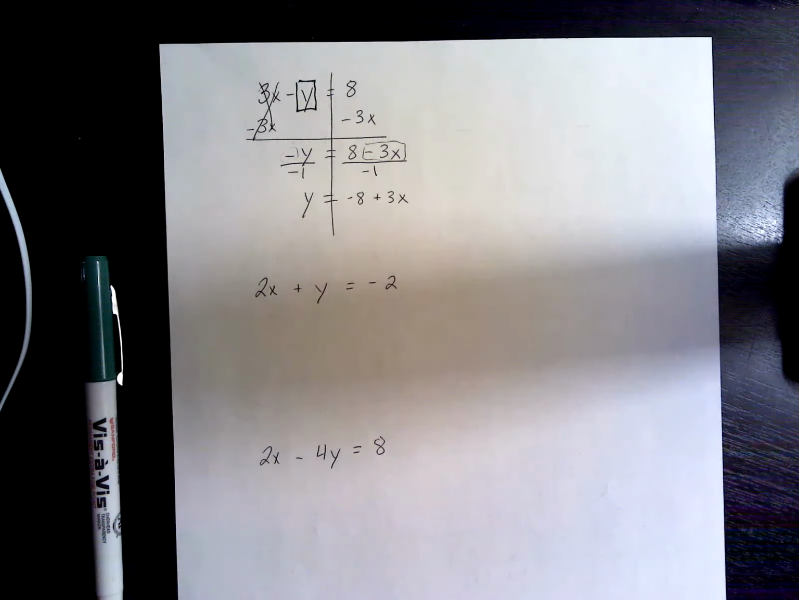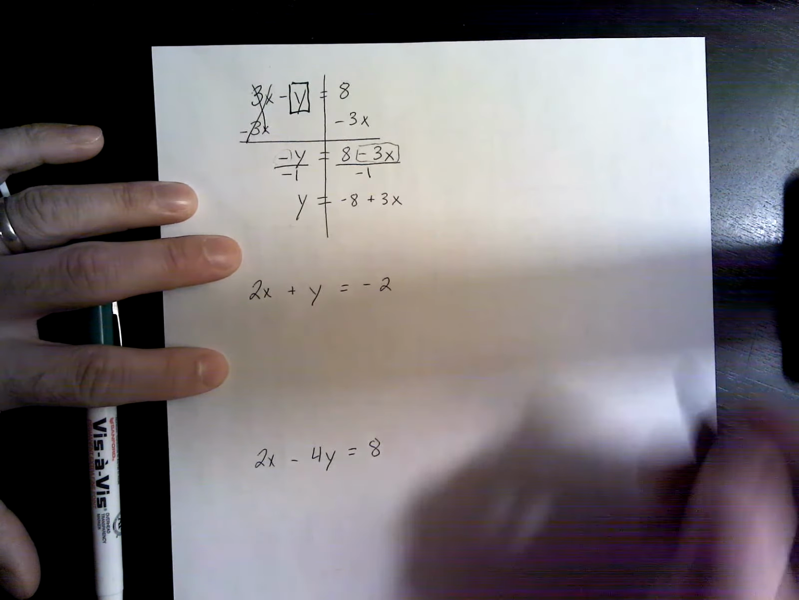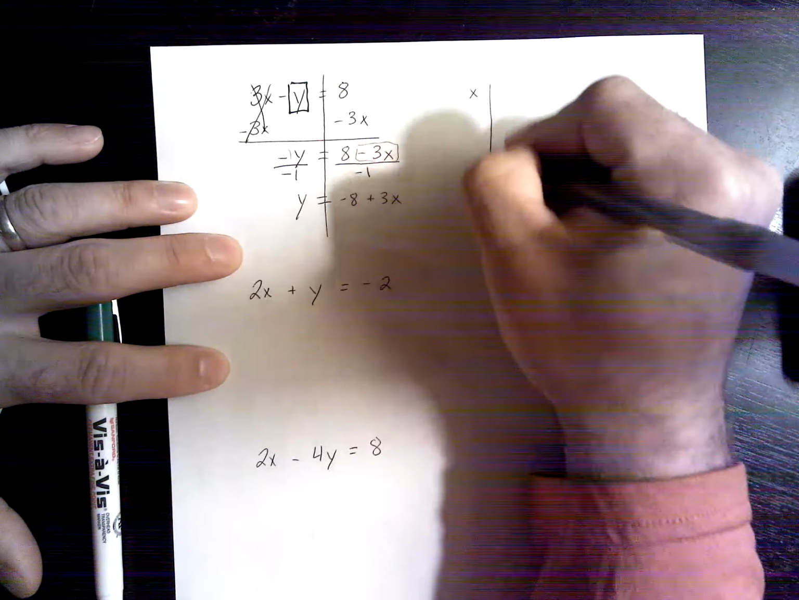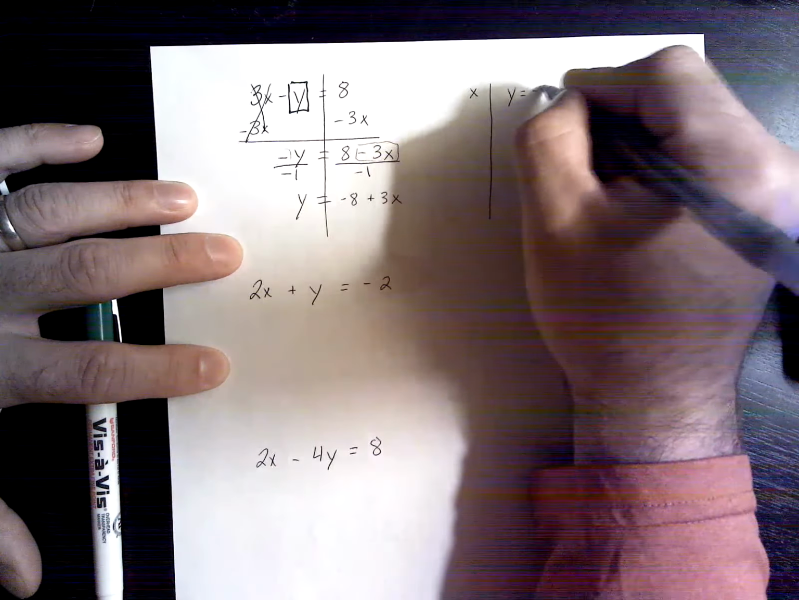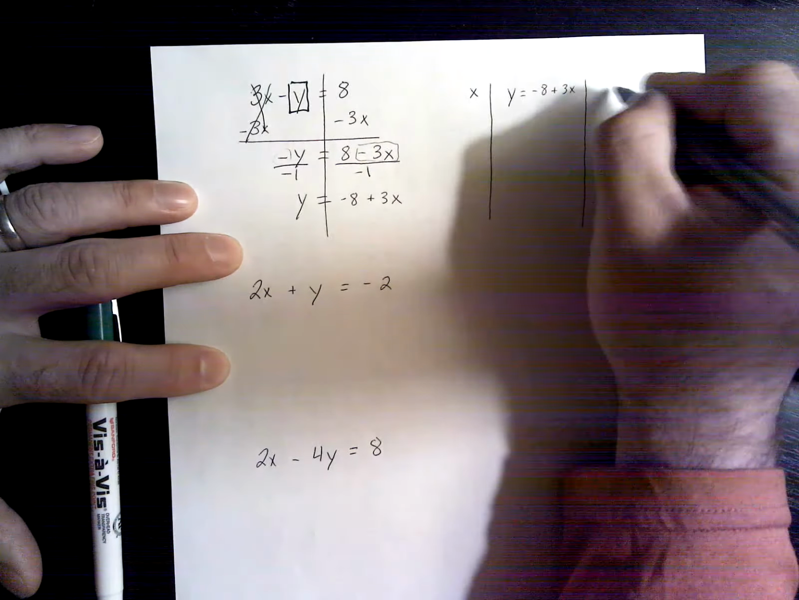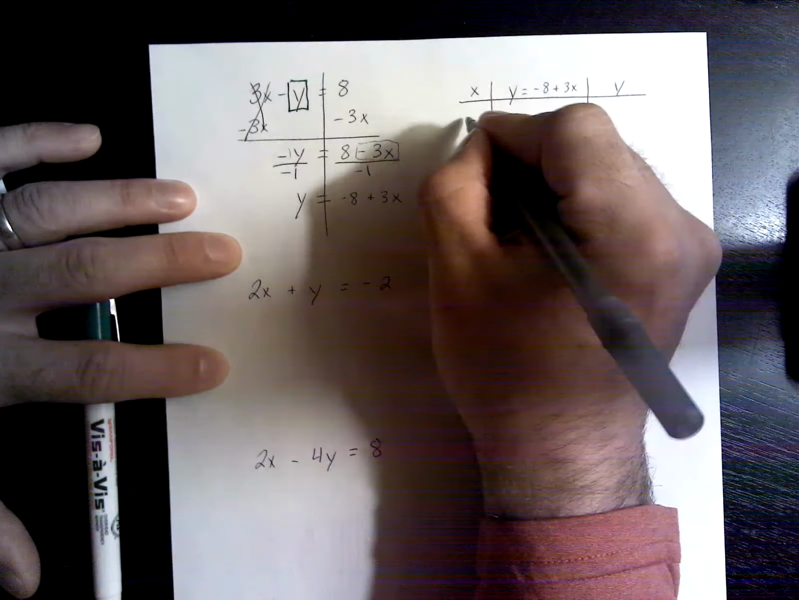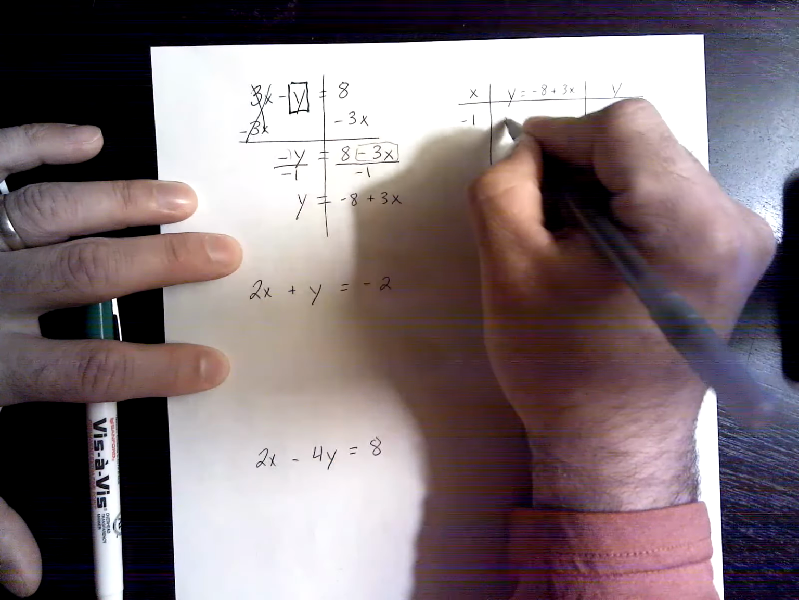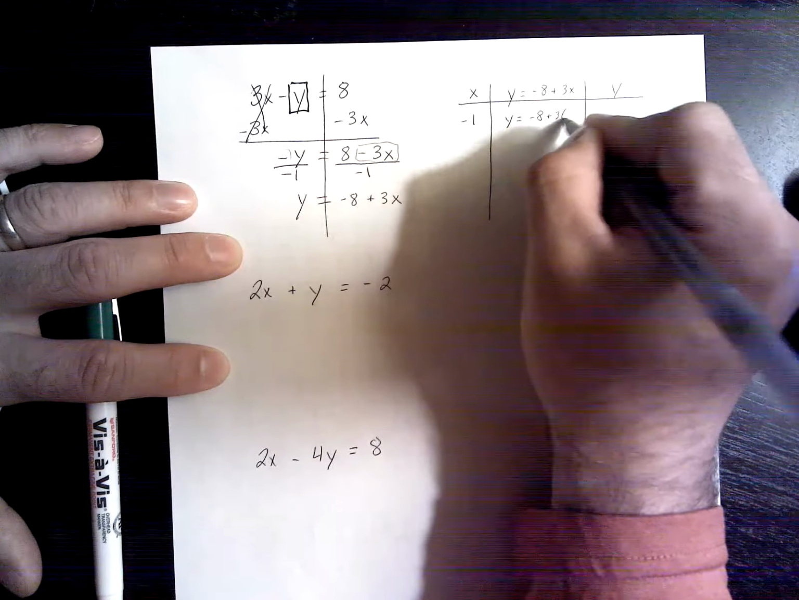Now that's the equation. So the particular problem that you're dealing with is asking you to create a table. Now we're going to take this equation, y equals negative 8 plus 3x, and we're going to use it to help establish some y values. So the first one is a negative 1. So I'm going to say that y is equal to negative 8 plus 3 times negative 1.